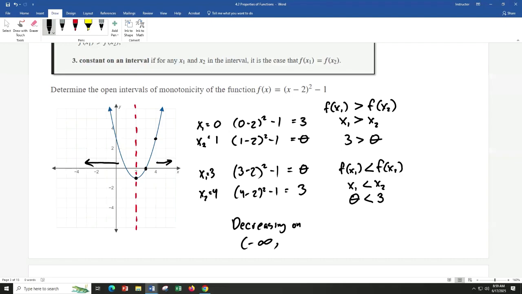So it's decreasing from 2, okay? And then, so it's increasing where? From 2 to positive infinity? Yeah, exactly, 2 to positive infinity. And now you have an idea of what's happening to your function at these points.